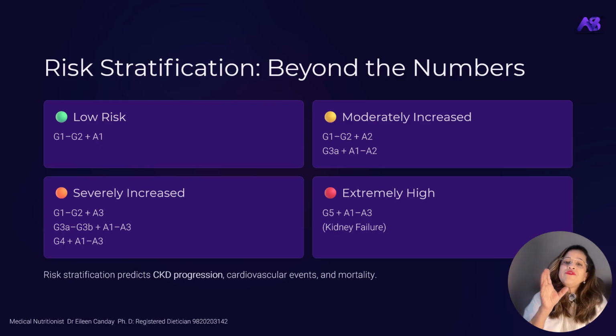So at this stage, regardless of the protein levels, patients are at critical risk and need preparation for renal replacement therapy. So when we say that stratification helps us predict who will progress and who is at risk for heart diseases or who might not survive even without an intervention. So it is not just about numbers, it is the combination that tells the real story.